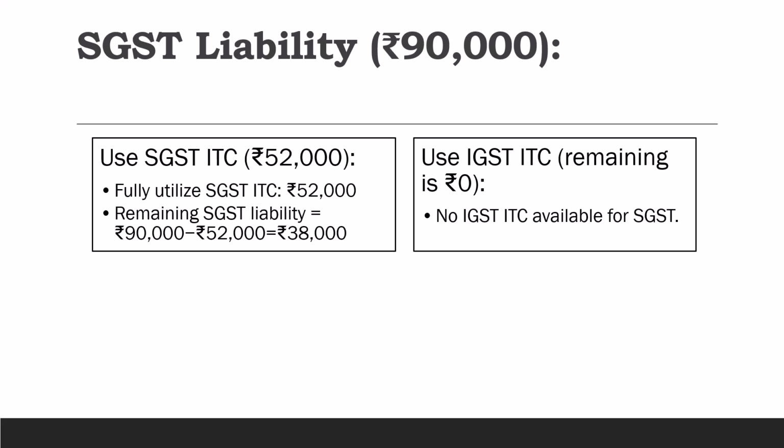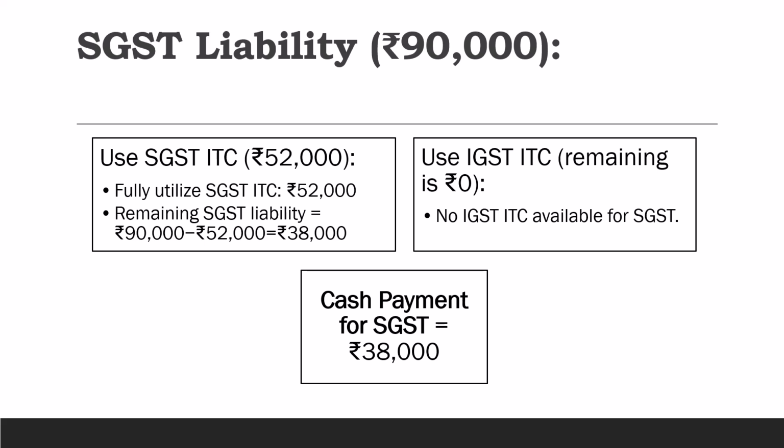So since he has already exhausted IGST, he can't take any credit. Okay. So no IGST is available because there is no balance left. Otherwise, if there was a balance, he would have taken that. So cash payment will be 38,000.